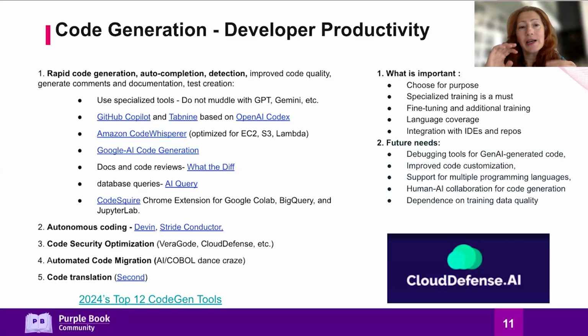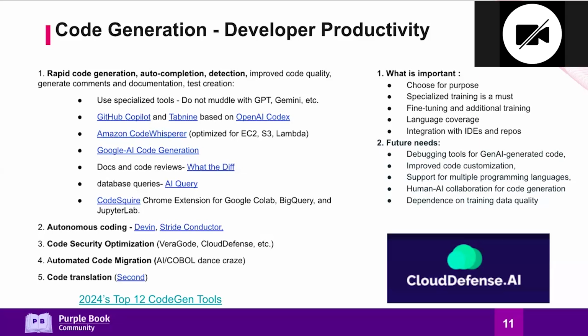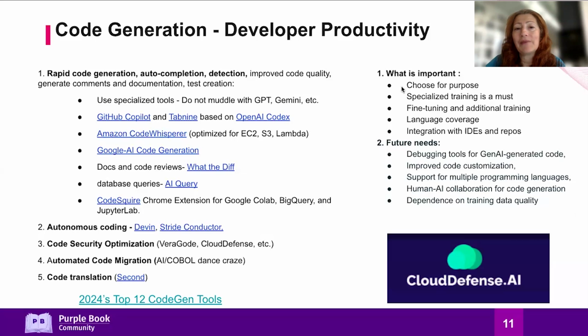So using GitHub Copilot or Tabnine is valuable because they're based on OpenAI Codex, right? This is a model that is specifically trained on code, thousands, millions of lines of code. Amazon CodeWhisperer and their Q Developer, same exact thing. Plus, if you're an AWS user, these code generators are optimized for the Amazon stack, right? For the AWS stack, the EC2, the Lambda, the S3, right? So this is kind of interesting.